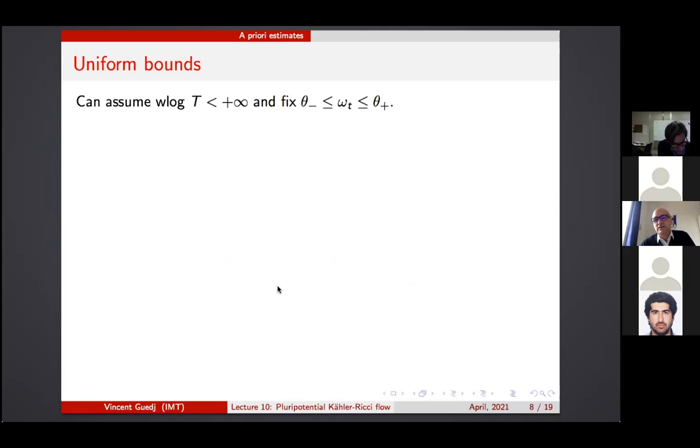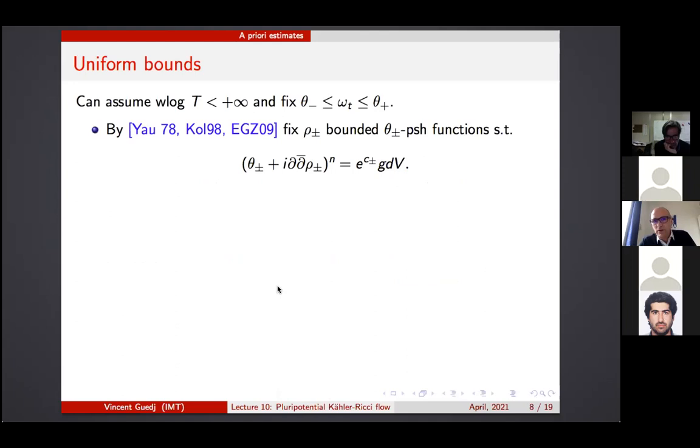These approximating Kähler forms lie strictly in between a fixed big and semi-positive form theta one and a fixed Kähler form theta plus. Then I have explained in lectures 3 and 4 that in that context, we know how to find a unique normalized function rho plus, which is theta plus plurisubharmonic, bounded, and which solves the Monge-Ampère equation (theta plus plus ddc of rho plus) to the n equals e to the c plus g dV, where c plus is a normalizing constant. And one can do the same with theta minus, rho minus, and a normalizing constant c minus. The normalizing constants are simply imposing the equality of masses on both the left and the right-hand side.